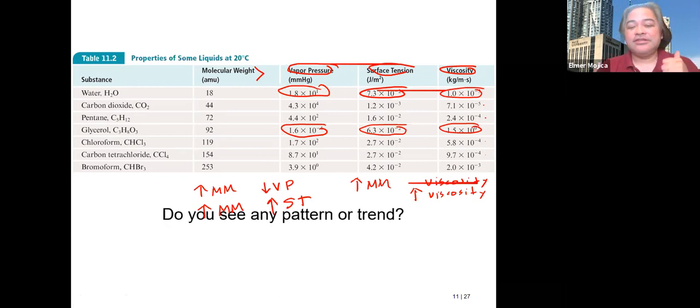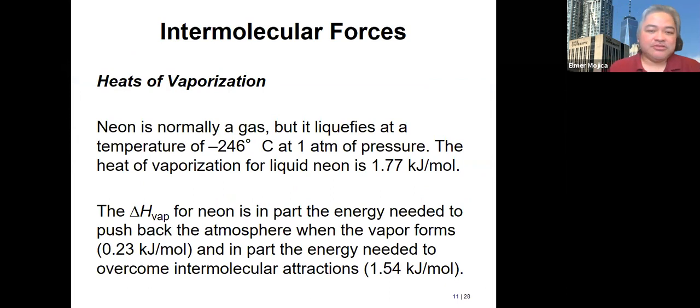And today, we're going to determine why we observe that property, or why this one is always an anomaly. So the trend that we have, as you increase the molecular weight, the vapor pressure drops, but the surface tension and the viscosity increase. The only anomaly is the water and the glycerol, and we're going to discuss that. Why? So it has something to do with the so-called intermolecular forces of attraction. Now, this is new to you.